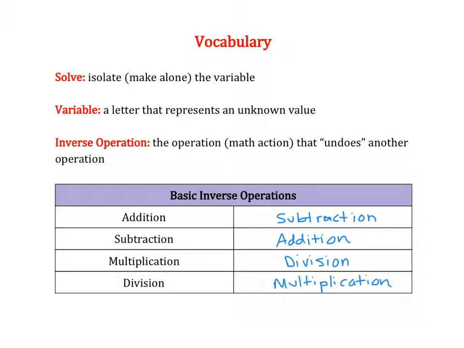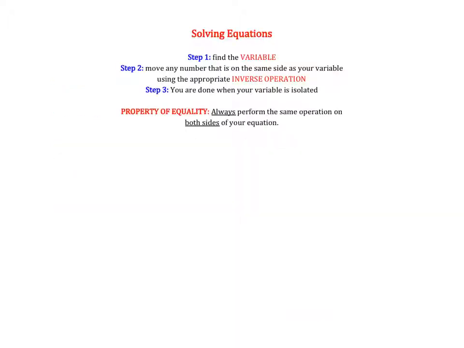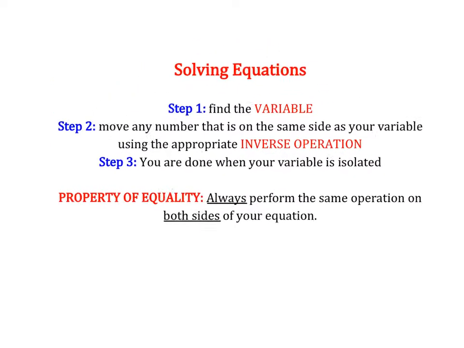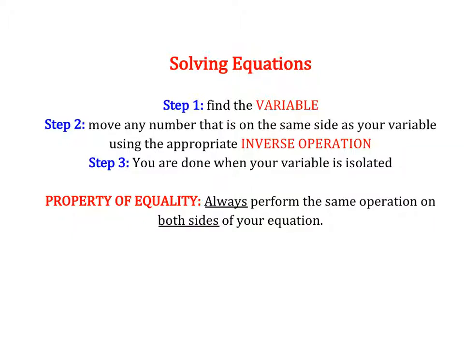All right, now let's see how we can use these inverse operations. To solve an equation, there's a few simple steps to follow. First, you need to find the variable, and that's the side we're going to focus on. Sometimes it's on the left, sometimes it's on the right. Then, we're going to move any number that's on the same side as your variable by using the inverse operation. So inverse operations can move numbers to the other side. And then you'll know you are done when your variable is completely alone. There should be no other numbers on the same side.